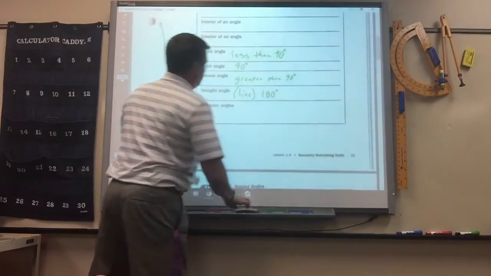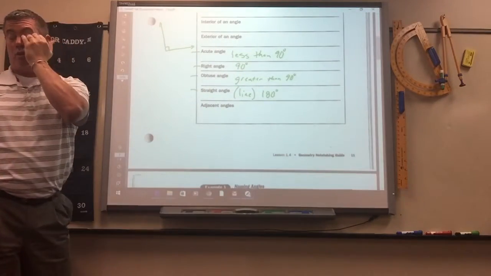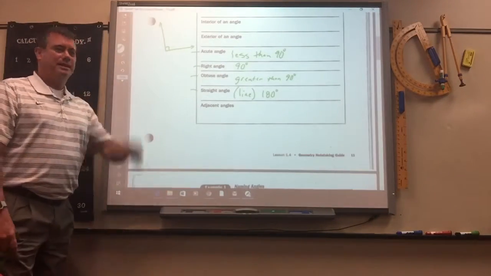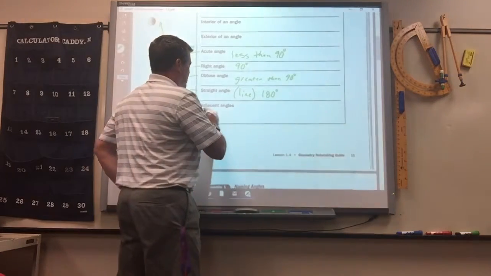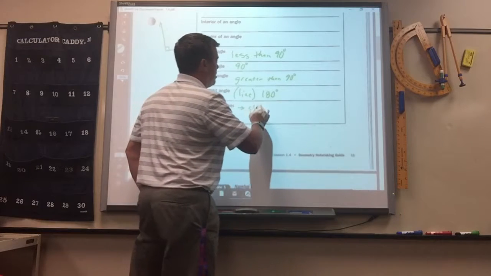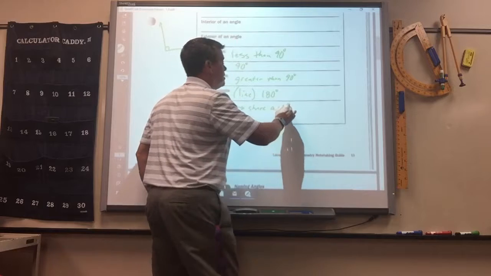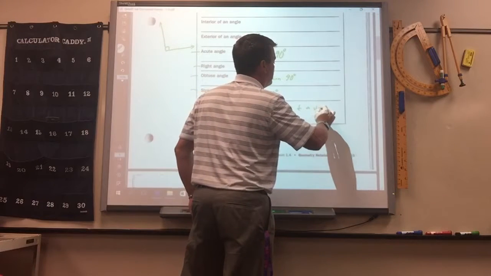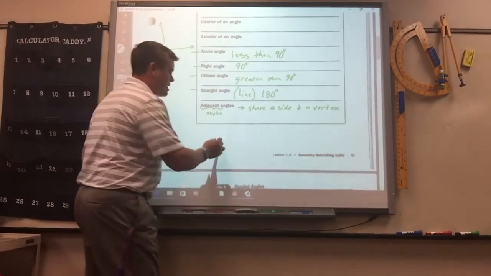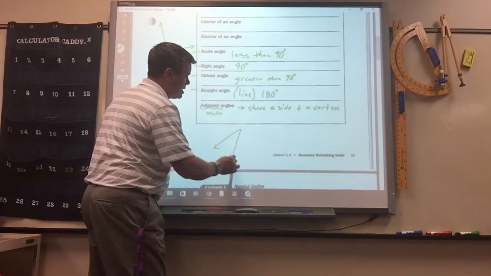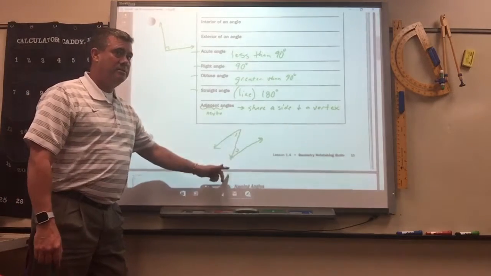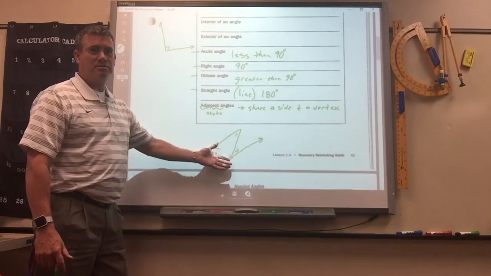Now, adjacent is going to be used throughout this whole book. Does anyone remember from 8th grade what the word adjacent means? Next to each other. So, adjacent means next to. They share a side and a vertex. So they got to share both of those things, because an example of two angles that are not adjacent would be like this. Angle 1 and angle 2, they do share a side, but they don't share the vertex. Does that make sense?